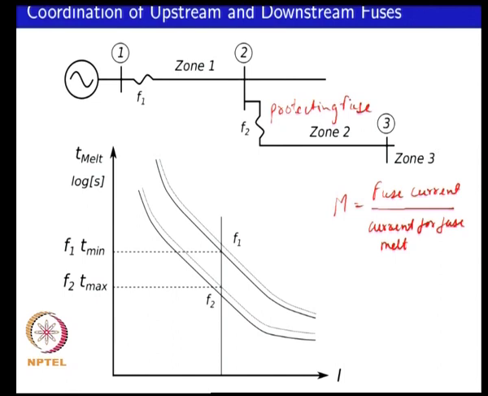And F1 is actually the protected fuse. F1 is actually protected by F2. And you want your protecting fuse to be below, in terms of your fault melt time versus current characteristics. You want the curve to lie below that of the protected fuse. Okay.